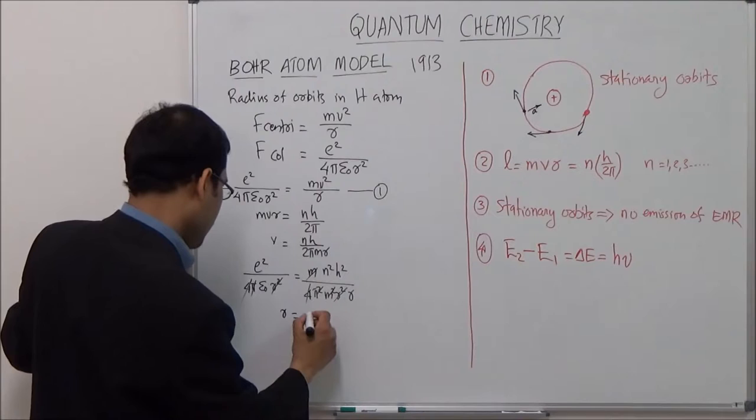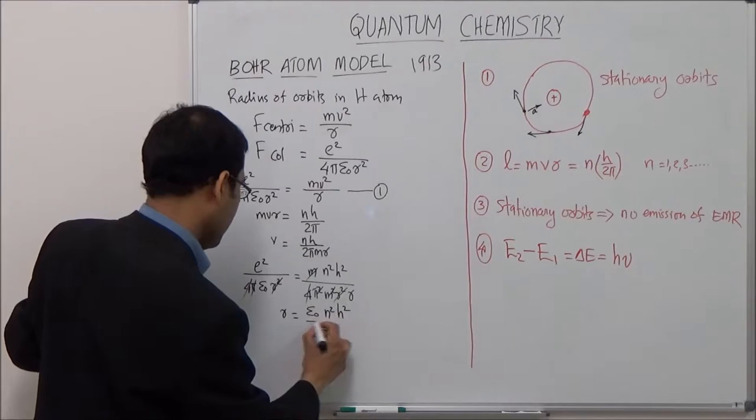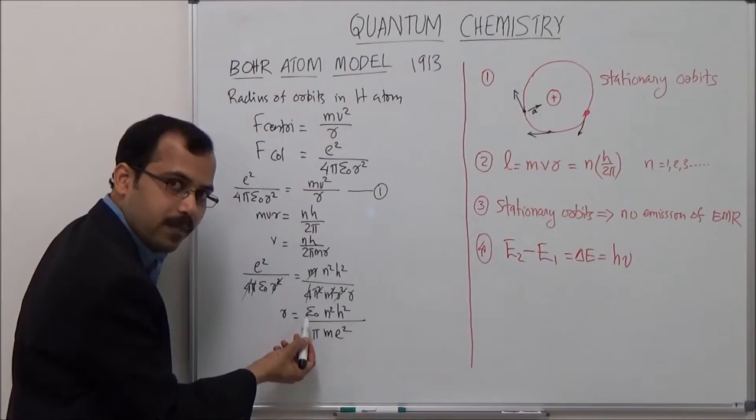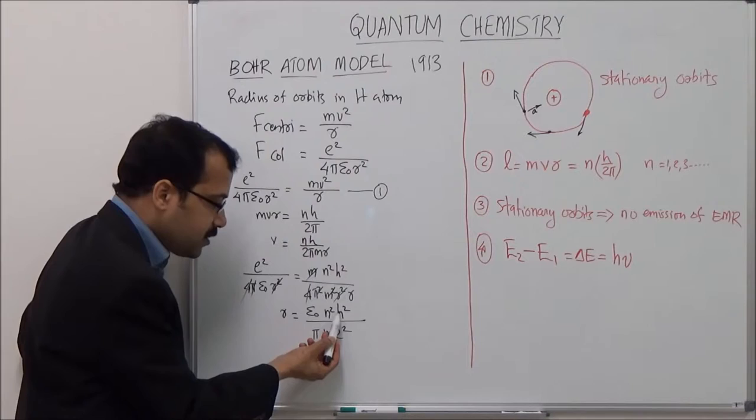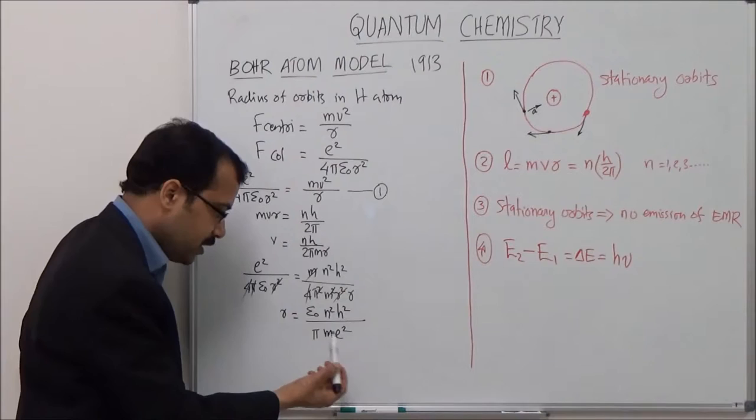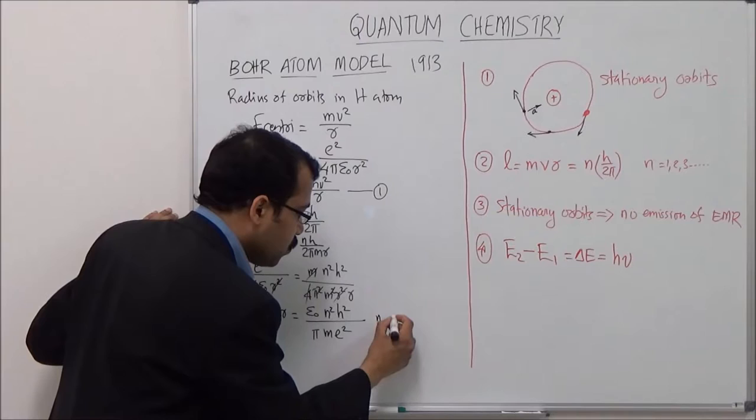epsilon 0 n square h square divided by pi m e square. See, epsilon 0 is the permittivity of free space, which is a constant. h is the Planck's constant. Pi is a constant. m is the mass of the electron, a constant. e is the charge of the electron, that's also a constant. So we have n square here. The value of n is equal to 1, 2, 3, etc.